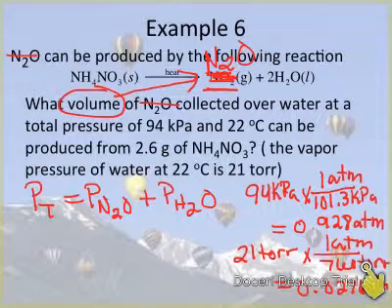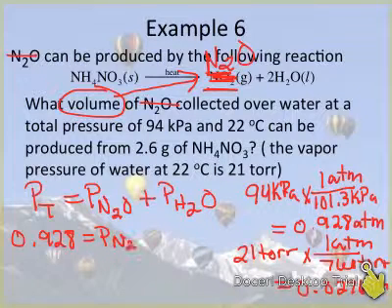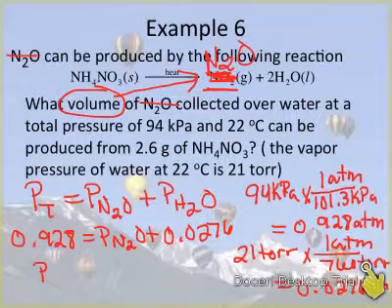We know our total pressure was the 94 kPa, so our total pressure was the now 0.928. The pressure of our N2O is what we are solving for. We found the pressure of our water vapor to be 0.0276. So now we honestly just have to do a little bit of subtraction, right? So the pressure of our N2O is going to be 0.9. How many significant figures? 2 atmospheres.